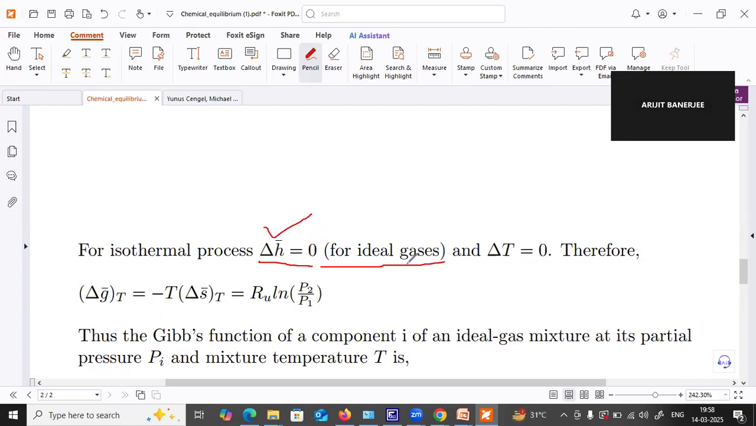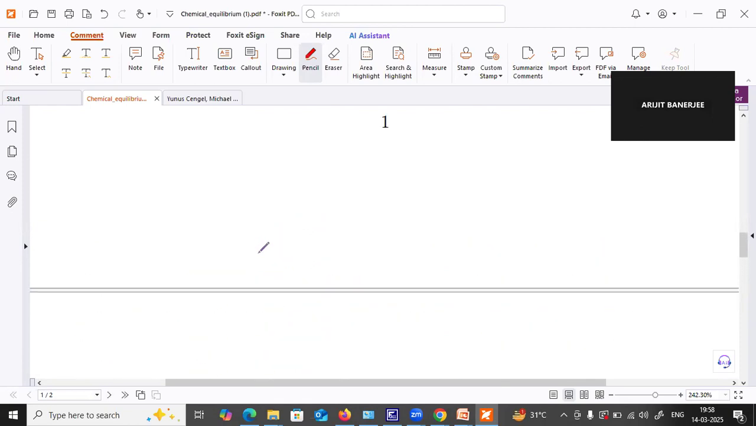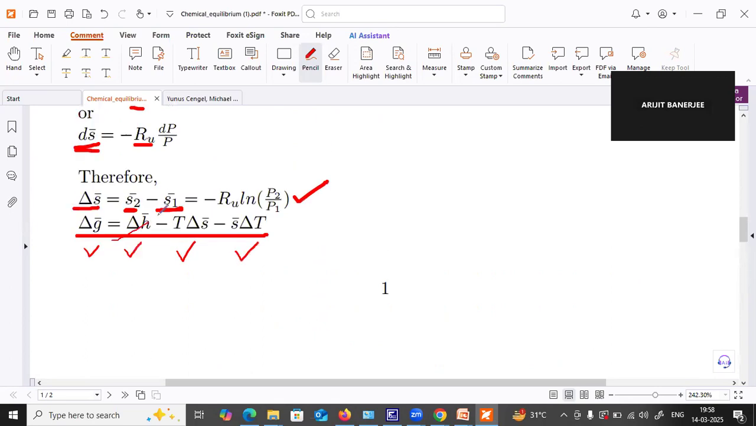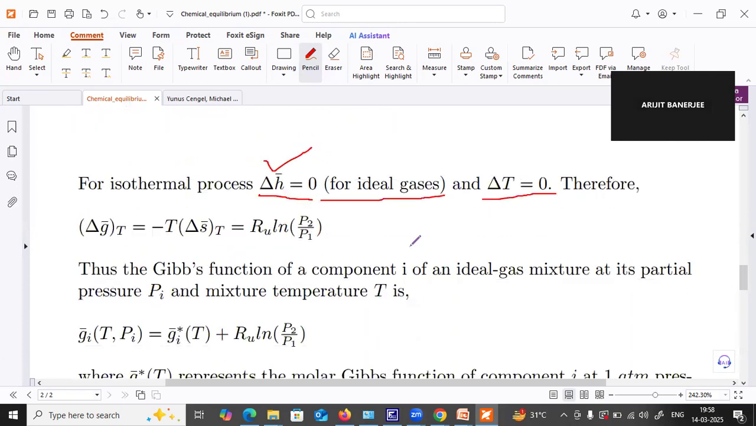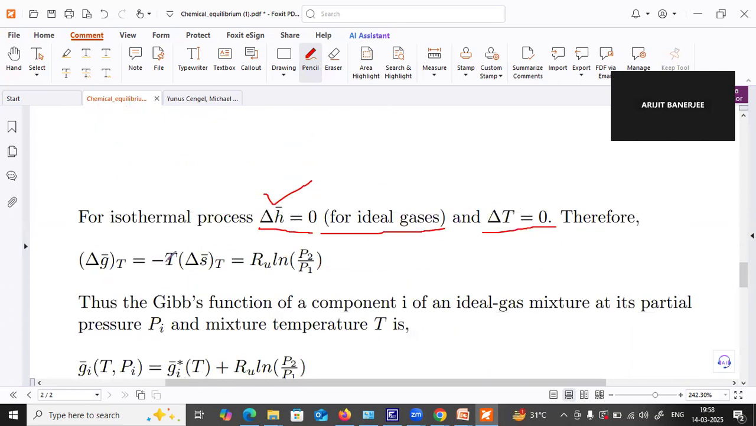So that will be change of enthalpy will be 0, and delta T is 0. Therefore, you just put here that this is 0, I'm sorry, this is 0, therefore only this term will remain. Okay, so delta G is therefore equal to minus T delta S at constant temperature. So we are fixing temperature here, you see.